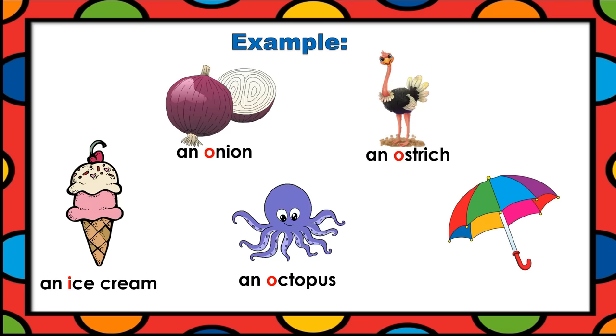An umbrella. The word that comes after an is umbrella. Umbrella starts with the letter U, which is a vowel.